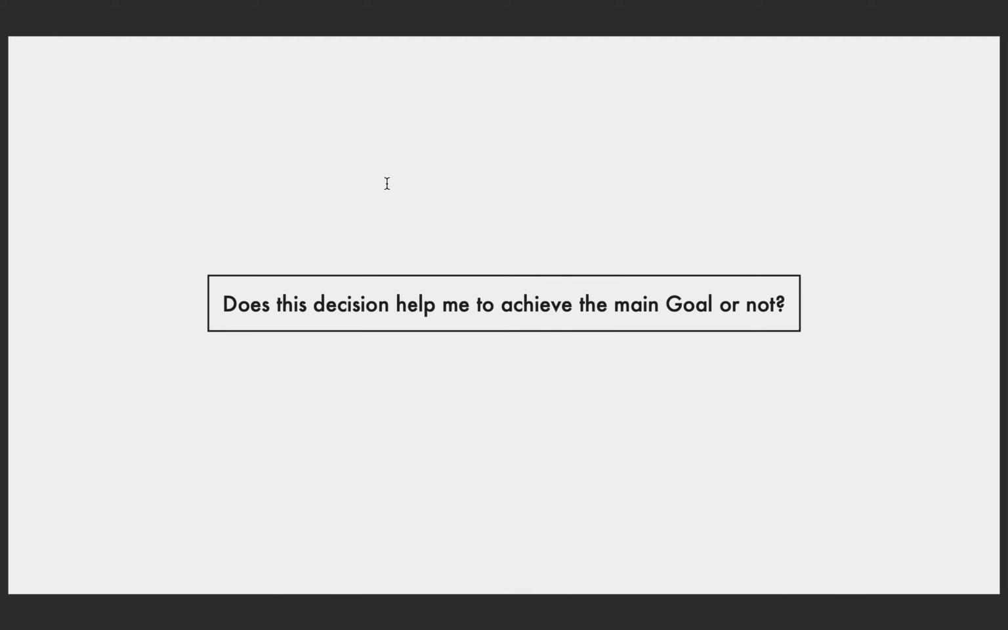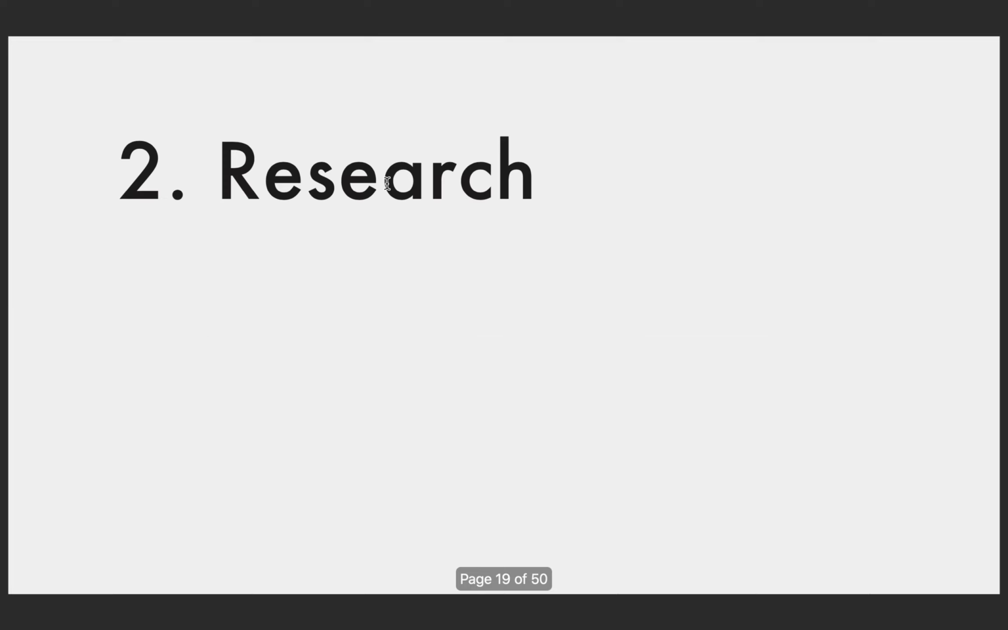And the designer should make sure that he understood the main goal correctly. Then, if this designer has any doubts, he can easily make a decision by answering the question: does this decision help me to achieve the main goal or not?